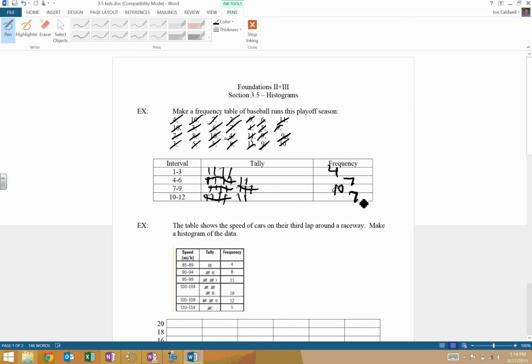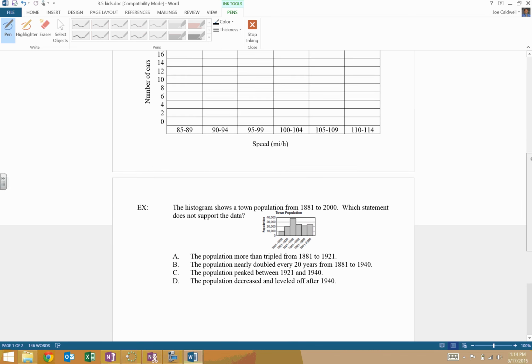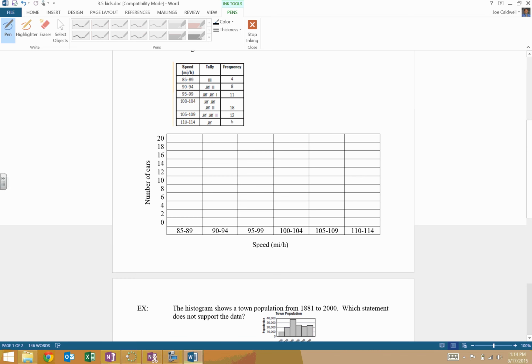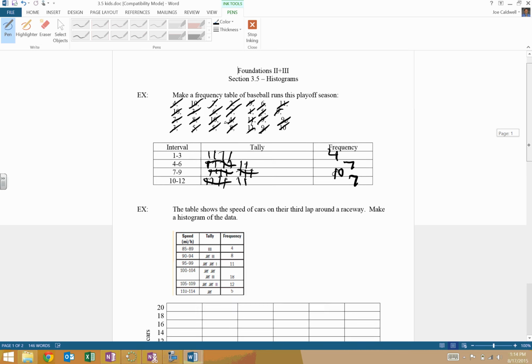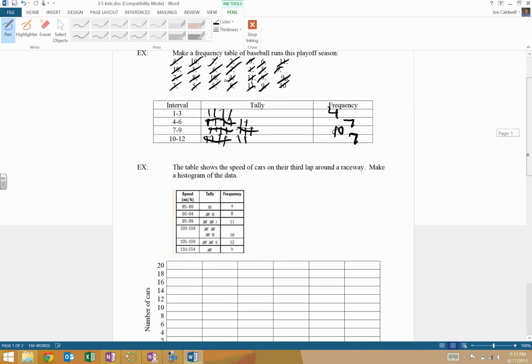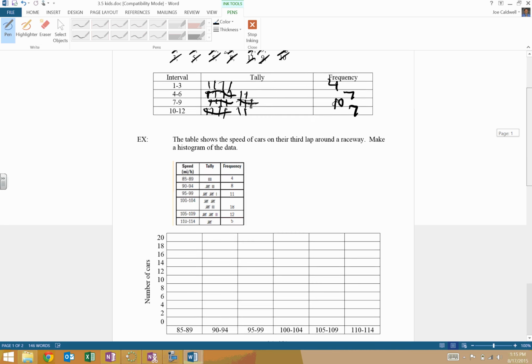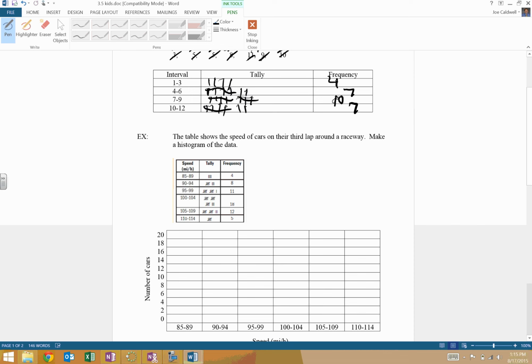I'm going to tell you now how we turn a frequency table into an actual histogram. So let's look below. I've done some of the legwork for you here. You'll notice we have our frequency table. They've tallied it up. So in this case, we're looking at the speed of cars on their third lap around a raceway. So now here's where a histogram comes in.